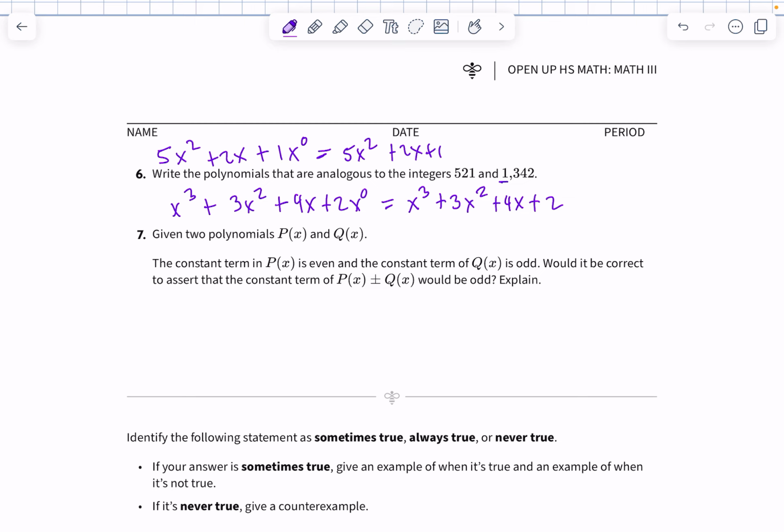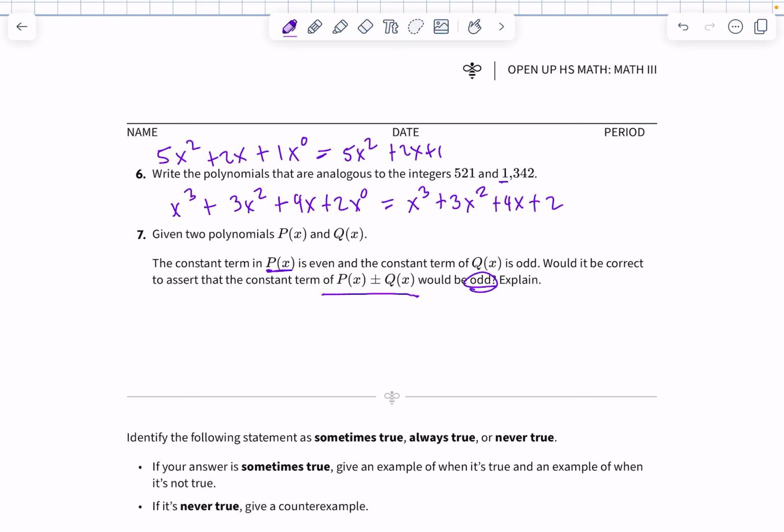Now let's think about 7. Given two polynomials, p of x and q of x, the constant term in p of x is even, the constant term of q of x is odd. Would it be correct to assert that the constant term of p of x plus q of x or minus q of x would be odd? Let's explain that.